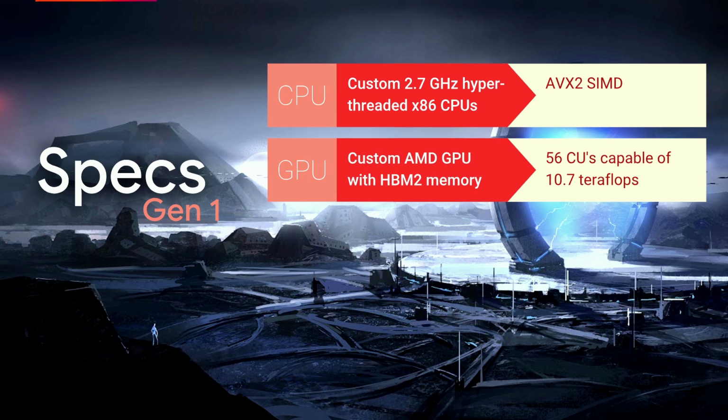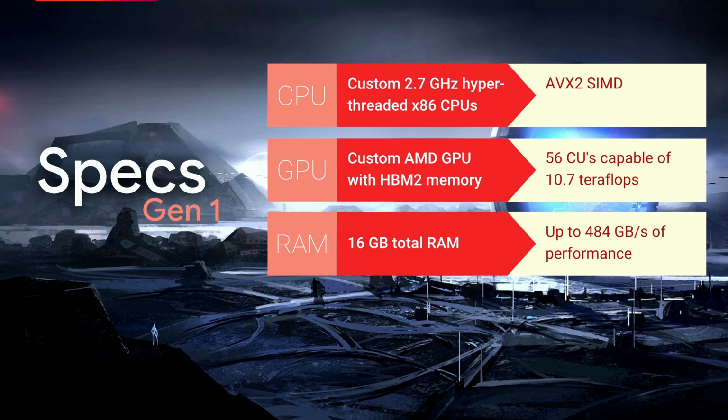The GPU is a custom AMD GPU with HBM2 memory, and you get 56 compute units capable of cranking out 10.7 teraflops. And that is a lot of floating point operations. I'm sure your games can make good use of every single flop. I look forward to seeing what developers do with this power. For RAM, you get 16 gigs total, and it gives you up to 484 gigabytes per second of performance.